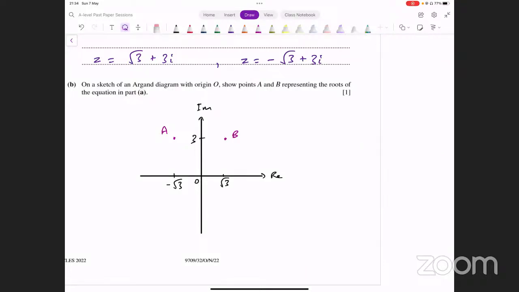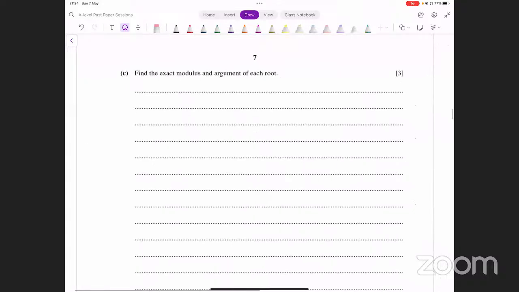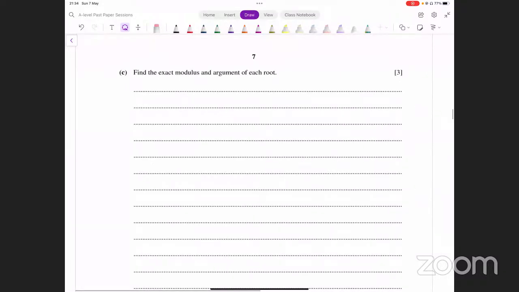Okay, these are points A and B. That was just one mark. That's all that you had to do here. Let's move on. It says find the exact modulus and argument of each root.